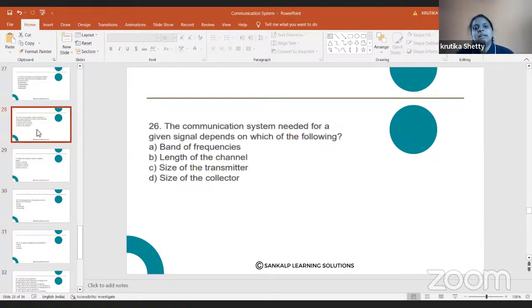The communication system needed for a given signal depends on which of the following: band of frequencies, length of the channel, size of the transmitter, size of the collector. Yes, very good. So it is band of frequencies. Option A is correct.